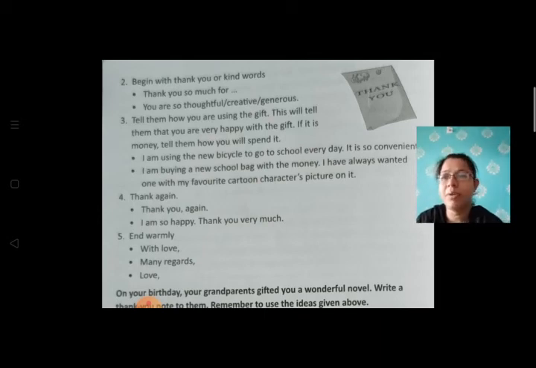Or if you got money, you can write it like this. Here is an example for it. I am buying a new school bag with the money. I have always wanted one with my favorite cartoon character's picture on it. And then the last thing, but not the least, would be thanking again. That means you can thank once again, and you can write thank you again, or I am so happy, thank you very much. And the last thing would be ending. How will you end your thank you note? By writing with love, or many regards, or only love.